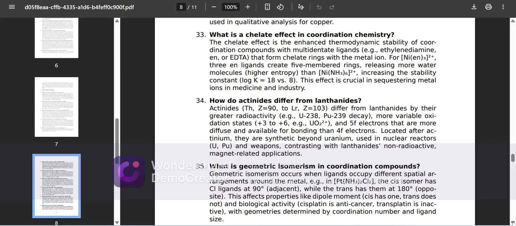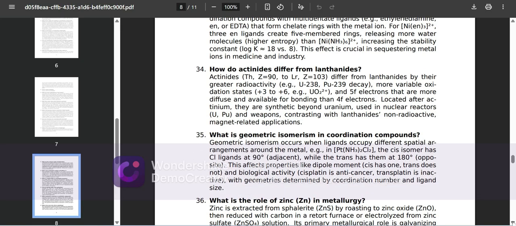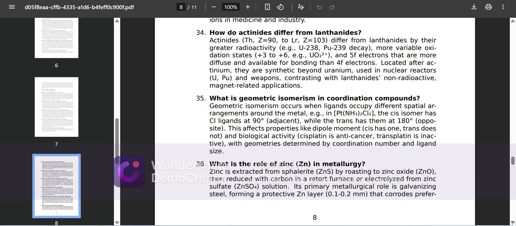This effect is crucial in sequestering metal ions in medicine and industry.